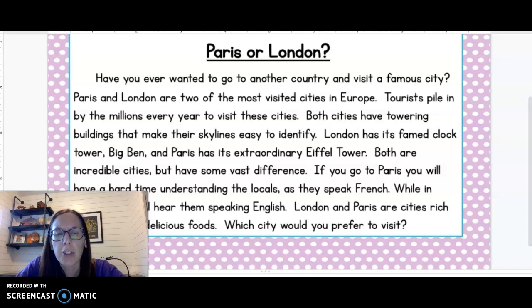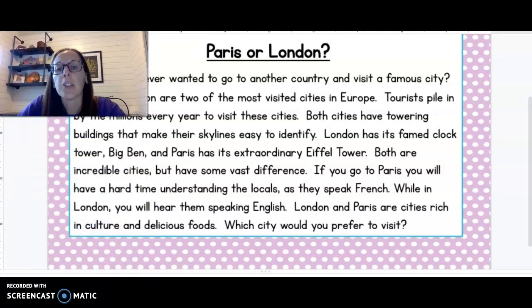Paris and London are two of the most visited cities in Europe. Tourists pile in by the millions every year to visit these cities. Both cities have towering buildings that make their skylines easy to identify. London has its famed clock tower, Big Ben, and Paris has its extraordinary Eiffel Tower. Both are incredible cities, but have some vast differences.